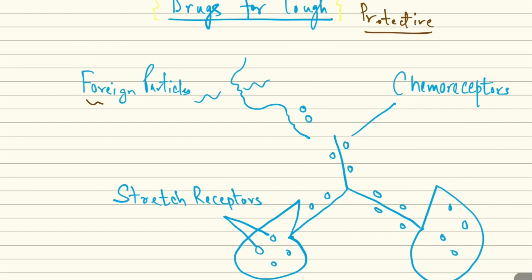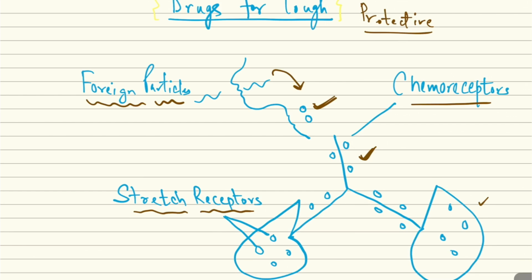Whenever we inhale foreign particles, like anything we inhale which is not required by our body, it tries to go inside our lung through our throat, then to our respiratory passages, and from the respiratory passage to the lungs. If it is not required by our body, there are certain receptors which get activated on seeing these foreign particles. These are present in our throat and in our respiratory passage. These are the chemoreceptors, or they are also called mechanoreceptors. And some of the receptors are also present on the lung, that are the stretch receptors.